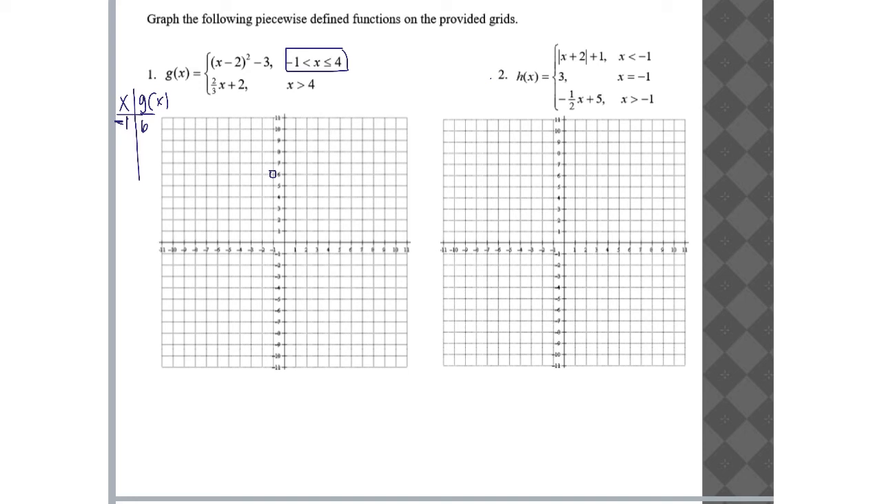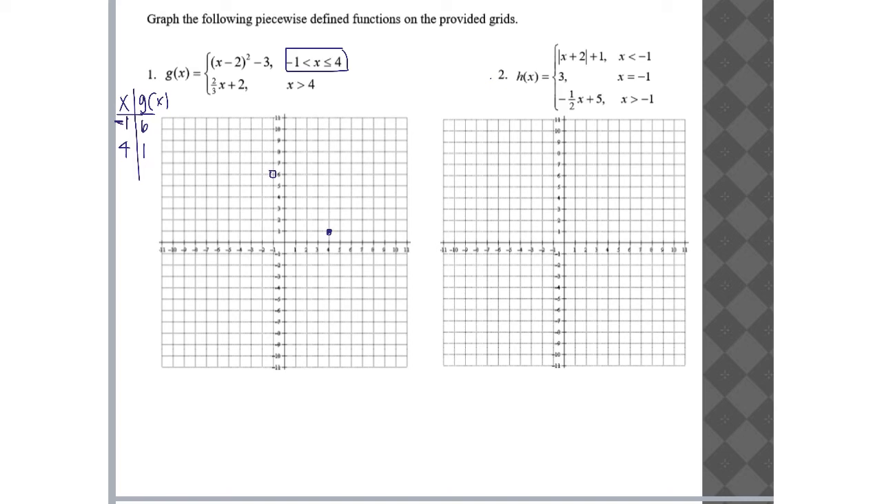And let's check our other endpoint of 4. Now 4 will be a closed circle, so when we plug in, we have 4 minus 2, which is 2. 2 squared is 4. 4 minus 3 is 1. So here we have (4, 1), and it is a closed circle.